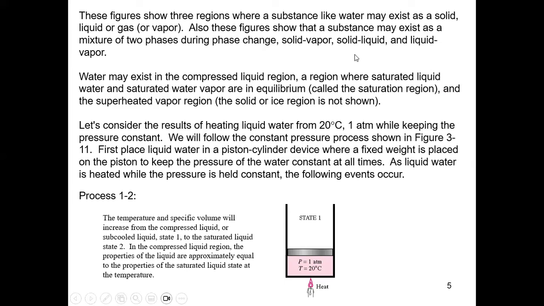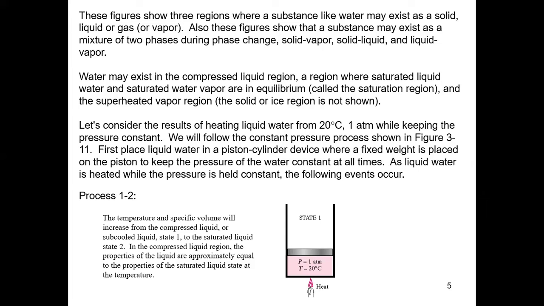Water may exist in the compressed liquid region, a region where saturated liquid water and saturated water vapor are in equilibrium, called the saturation region, and the superheated vapor region. The solid or ice region is not shown. Let's consider the results of heating liquid water from 20 degrees Celsius at 1 atmosphere while keeping the pressure constant. We're just heating it, keeping the pressure constant. We will follow the constant pressure process in figure 3.11.